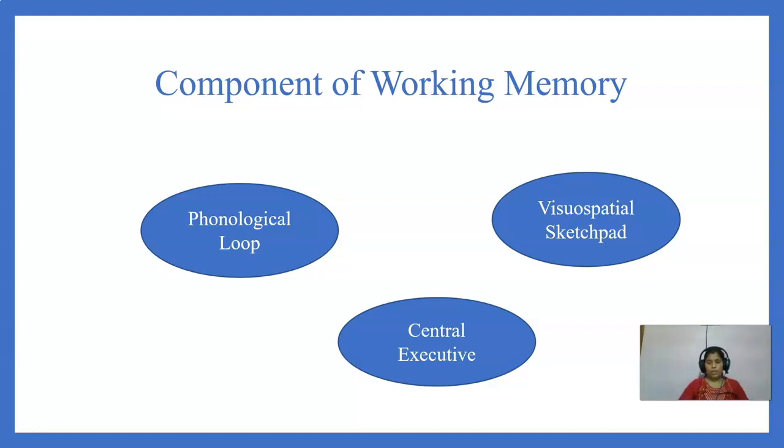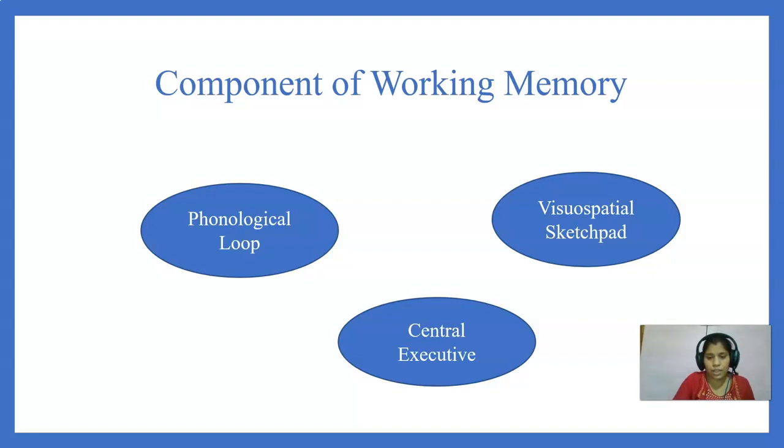Now, what are the components of working memory? Working memory has three components: phonological loop, visual spatial sketchpad, and central executive. Phonological loop means when we store information in terms of sound. Visual spatial sketchpad means when we store information in terms of vision and space; we store visual and spatial information. And central executive organizes the function of the phonological loop, the visual spatial sketchpad, and even the information that comes from long-term memory.